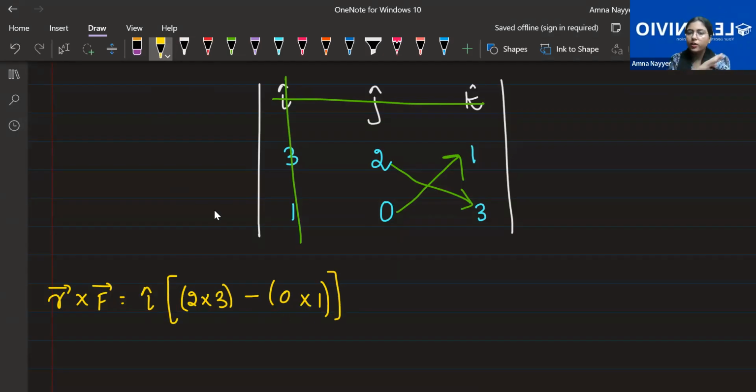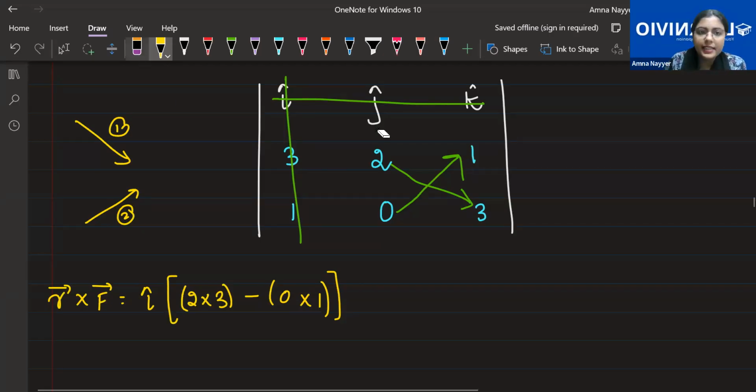What did we do? We cut I cap completely. It's row, it's column. We are writing I cap, so we are cutting I cap only. What did we do? 2 into 3 minus 0 into 1. You're moving down first, then up. Product of the numbers diagonally down minus the product of numbers vertically up. You multiply them like this, and these are the products. Okay, this much is clear.